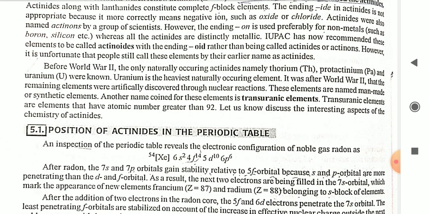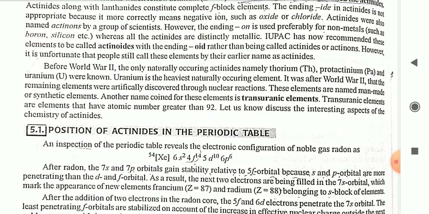Let us now discuss the interesting aspects of the chemistry of actinides. Position of actinides in the periodic table. An inspection of the periodic table reveals the electronic configuration of the noble gas radon written as xenon 54, 6s2, 4f14, 5d10, 6p6. After radon, the 7s and 7p orbitals gain stability relative to the 5f orbital because s and p are more penetrating than the d and f orbitals.